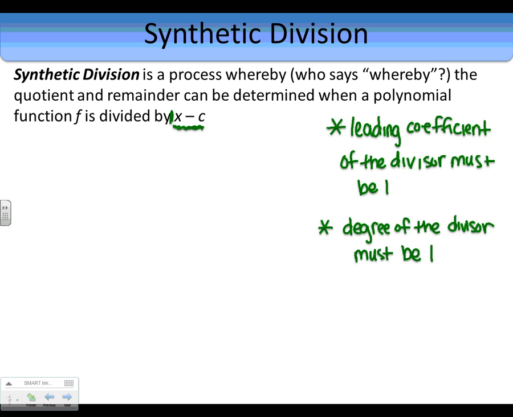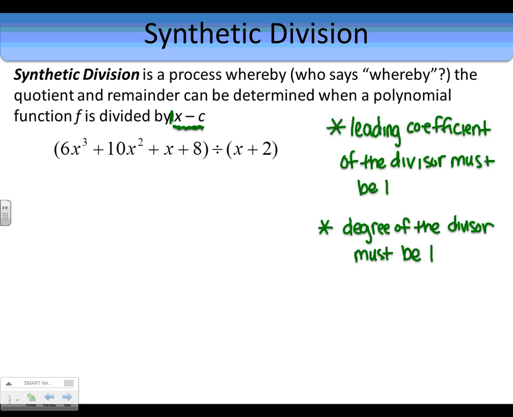If we have two polynomials that we're dividing and the divisor meets those criteria, so in this case x plus 2, then the leading coefficient of the divisor is 1, and the degree of the divisor is also 1. So we can use synthetic division in this situation.